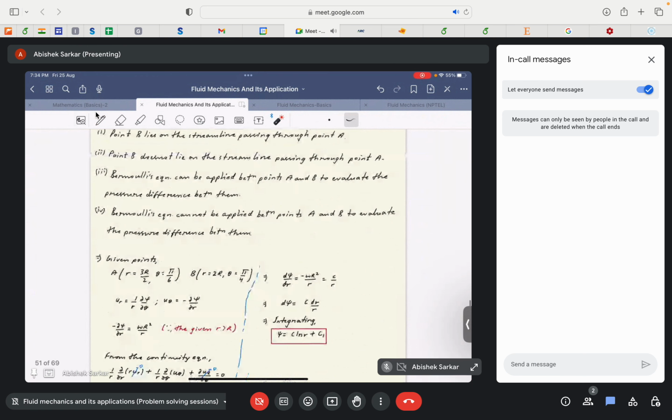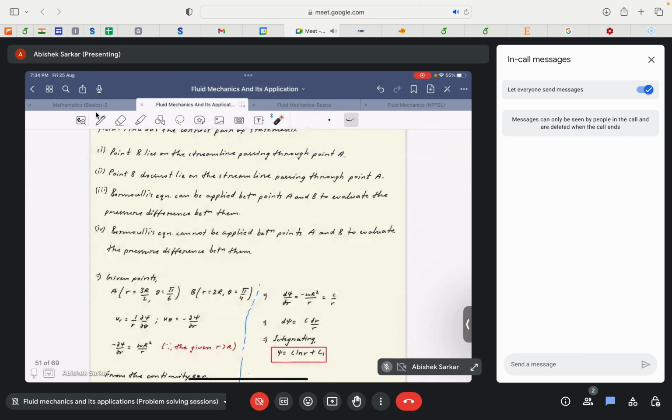Here we have: point B lies on the streamline passing through A. This is the first statement. Point B does not lie on the streamline passing through point A, which is a contradiction of the first. Then, Bernoulli's equation can be applied between points A and B to evaluate the pressure difference between them. And again, Bernoulli's equation cannot be applied between points A and B to evaluate the pressure difference between them. These are the given statements.